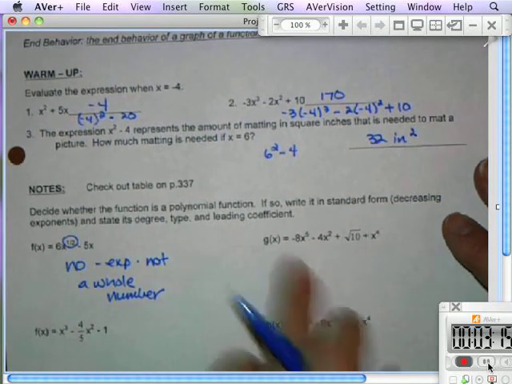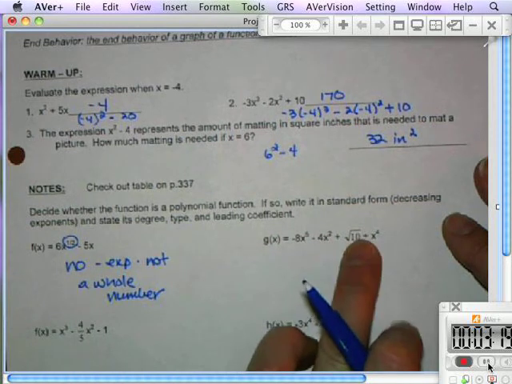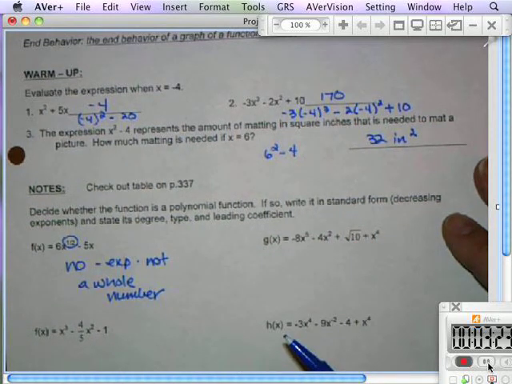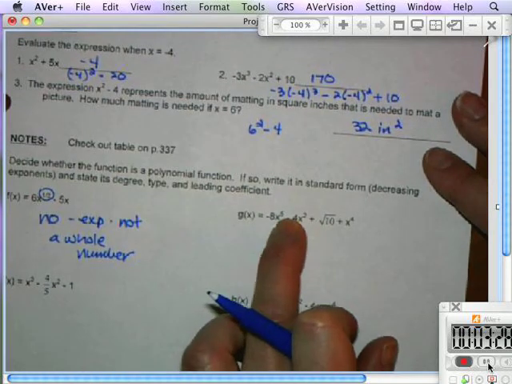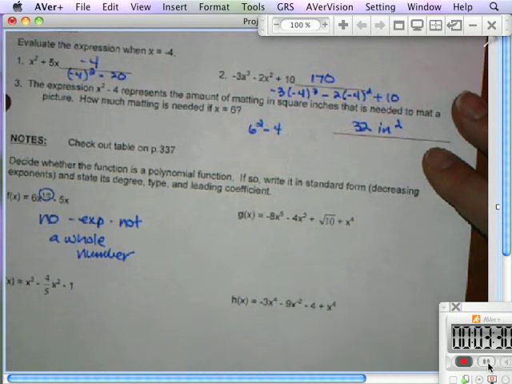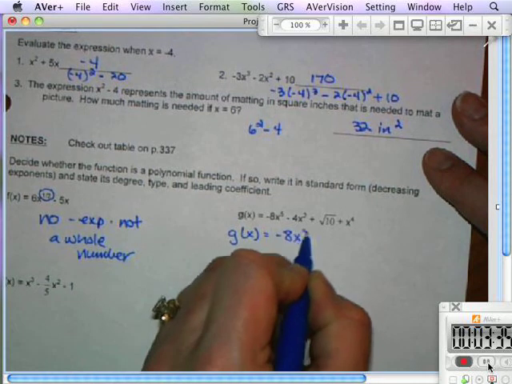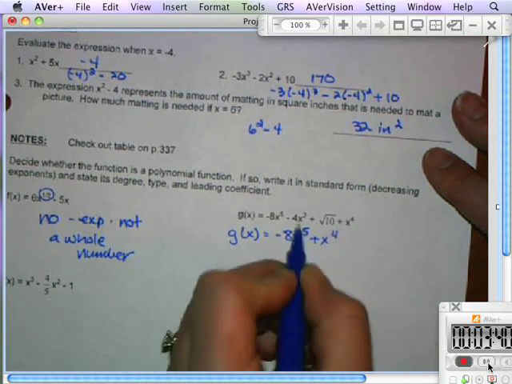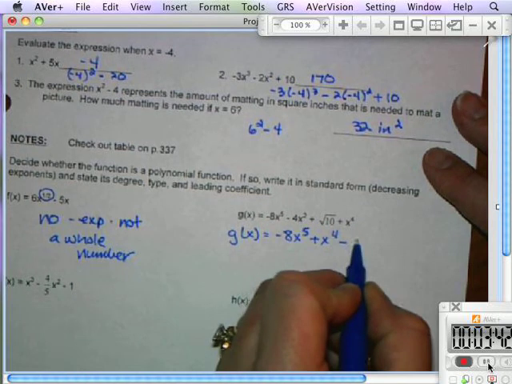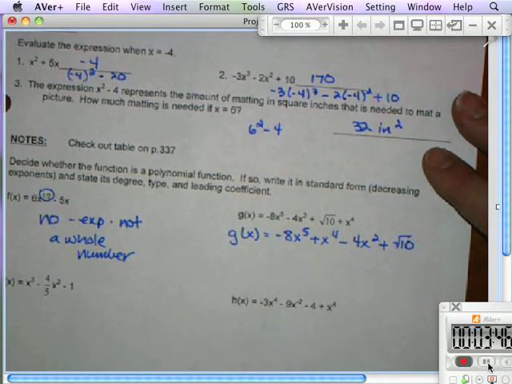Okay, here, this is a polynomial. It meets all the requirements, positive whole number exponents, and the coefficients are all real numbers. However, it's not in standard form. We have to rewrite it so that the exponents are decreasing in order from left to right. So it would look like this: g of x equals negative 8x to the 5th, plus x to the 4th. There is no third, so the next one would be negative 4x squared plus the square root of 10. And that would be a polynomial function.